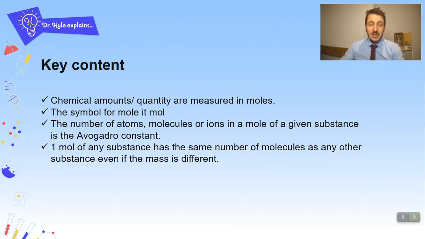So for example, if you had 1 mole of carbon and 1 mole of lithium, they both have exactly the same number of atoms in, even though they will have different masses. So one will be 7 grams, one will be 12 grams, but they'll have the same amount of atoms in.